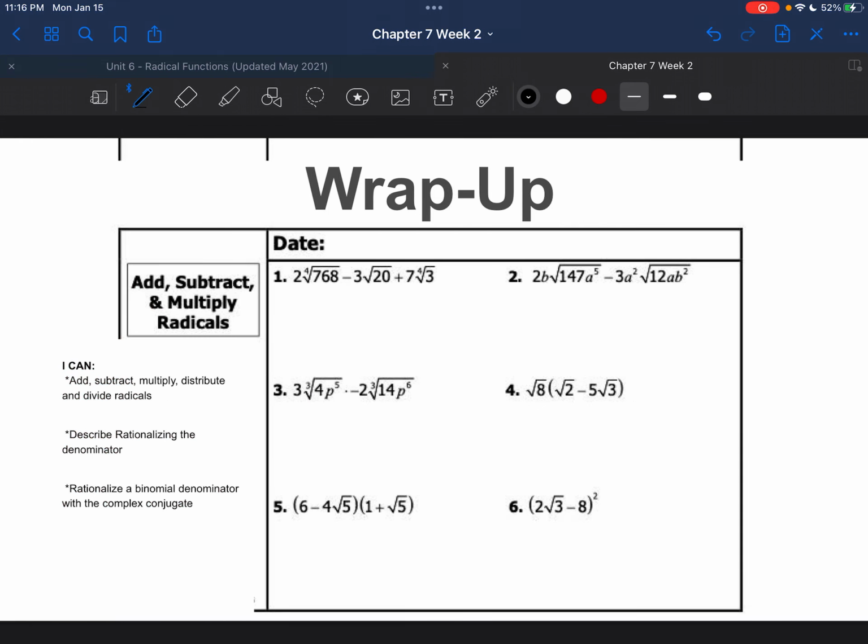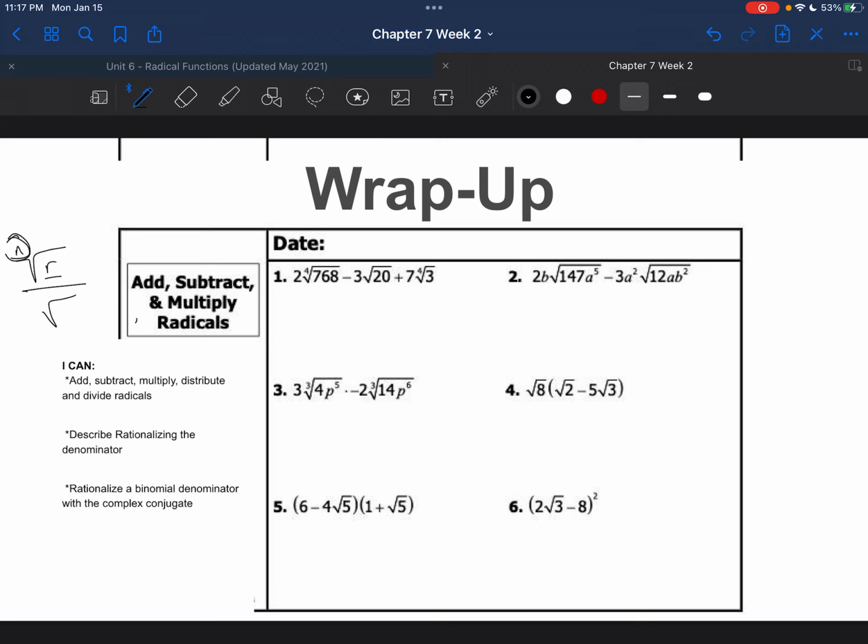So our wrap up for today is that we know how to add, subtract, and multiply radicals. We know that for addition and subtraction, both the index in value and our radicand base value must be the same. For multiplication, only the index has to be the same. For division, the index has to be the same. It's just top and bottom.